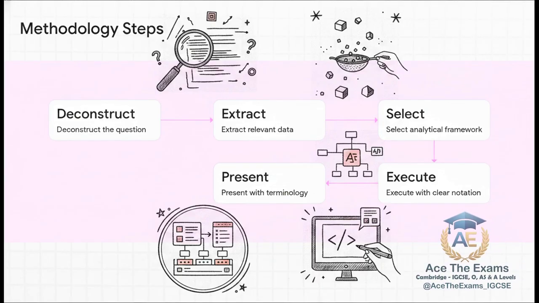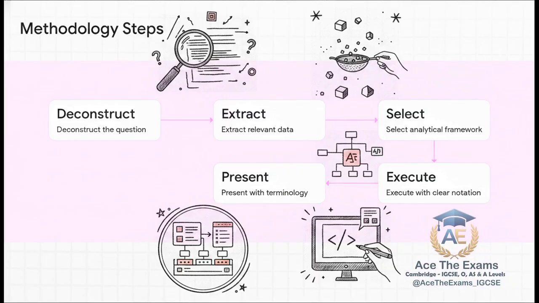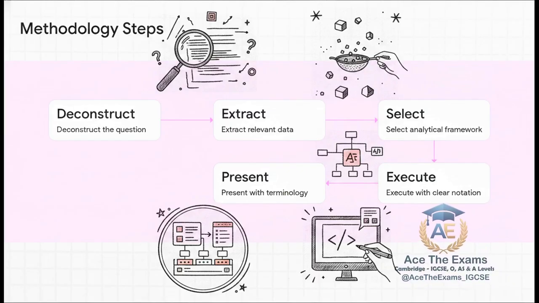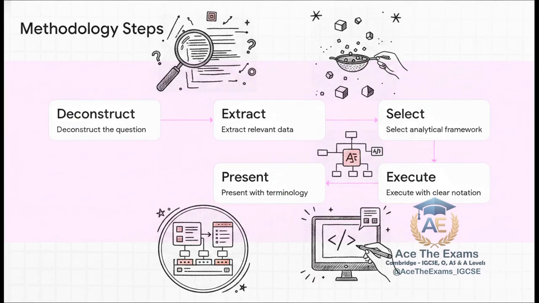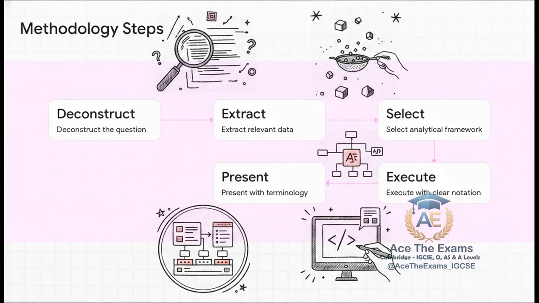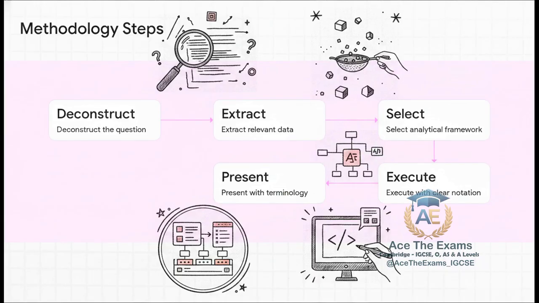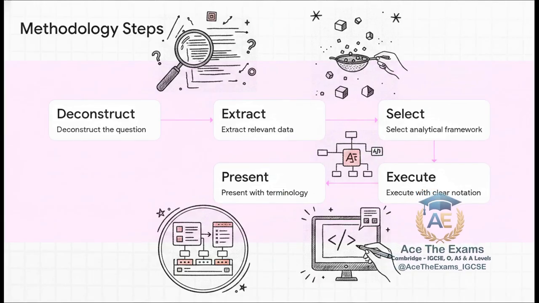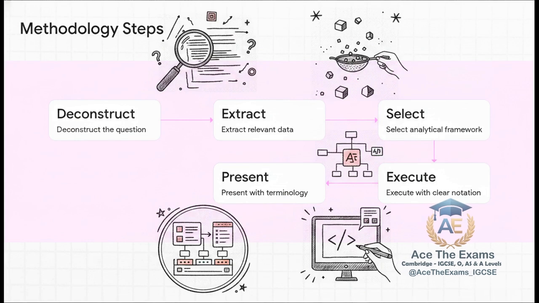Step 4. Execute with clear, precise notation. Don't get sloppy with your syntax just because you're in a rush. And finally, Step 5. Present your final answer using the correct formal computer science terminology. No slang, no vague descriptions. If you follow these 5 steps sequentially every single time, you construct an unshakable, bulletproof answer.